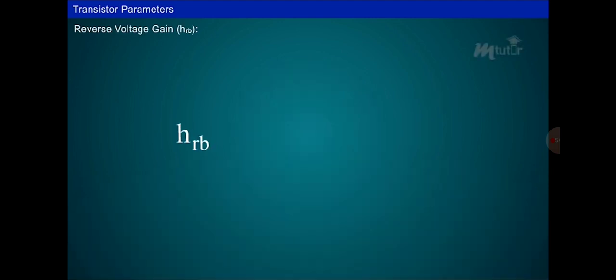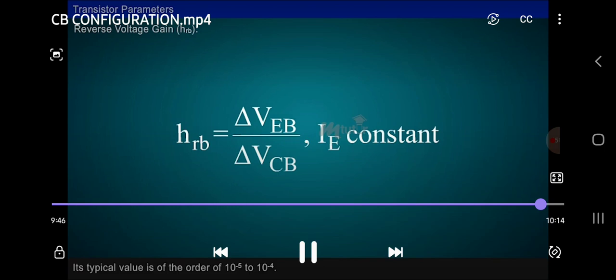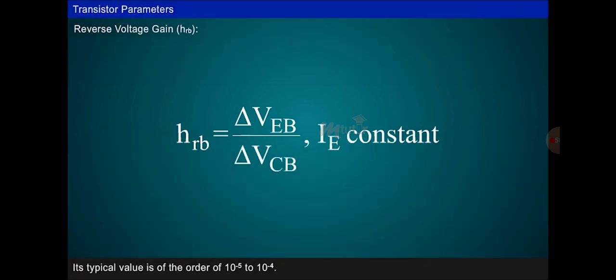Reverse voltage gain HRB is the ratio of change in the emitter voltage to the corresponding change in collector voltage with constant emitter current IE. Its typical value is in the order of 10 to the power of minus 5 to 10 to the power minus 4.